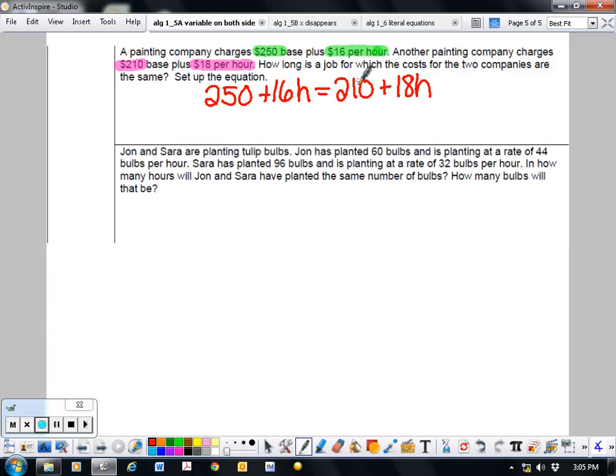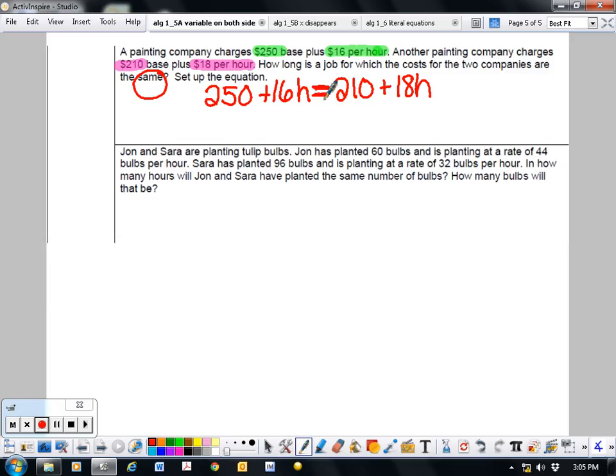Now, how long is a job for which the cost for the two companies are the same? Now, this being the same, that's what tells me that these should be equal. And because I kind of knew beforehand, I kind of put the equal sign in there. So I want the prices to end up being the same. So how long would it take for those prices to be the same?